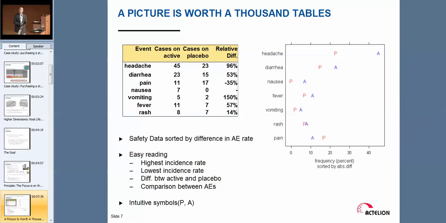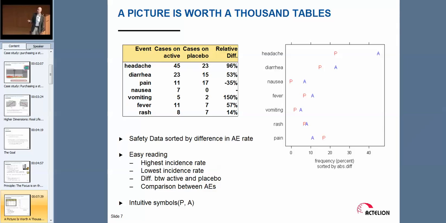So, a simple example to start out with is a table of a couple of values. We look at adverse events. Some people develop a headache in our treatment, others diarrhea, pain, nausea, vomiting, fever, or rash. We have some cases observed on active treatment, some on placebo, and we have a relative difference between active and placebo. That's one way of putting it. That's a table. Another way of displaying the same information is to put it into a graph. We have the frequency in percent. We have the different AEs. And we have an order. We have rearranged this here such that it's sorted by the absolute difference between active and placebo. This way you can easily see, A is active and P is placebo, obviously. So it's not just circles and triangles, it's letters.